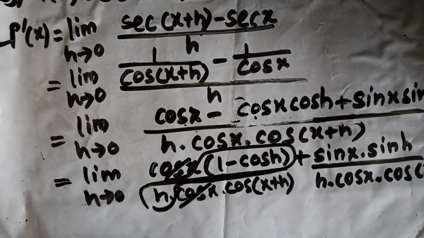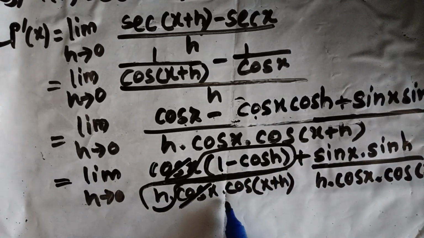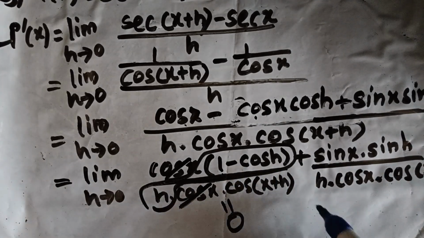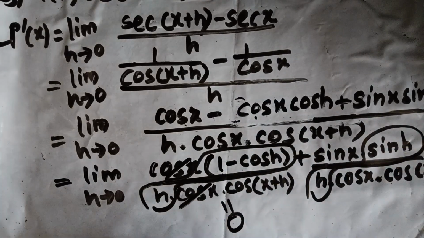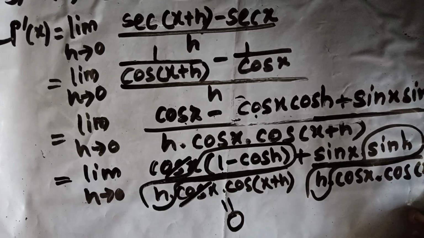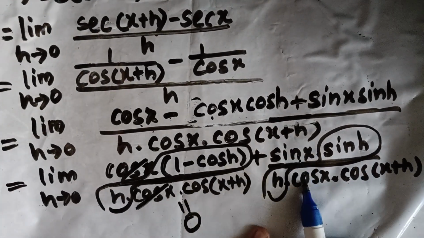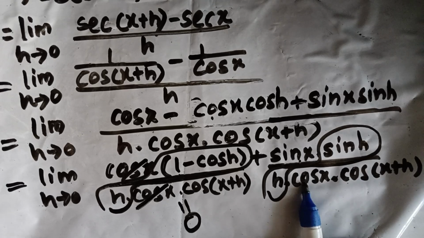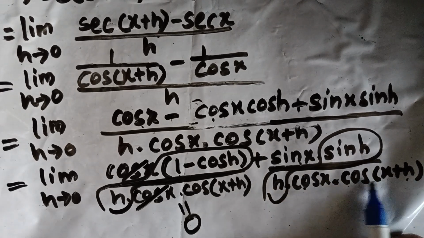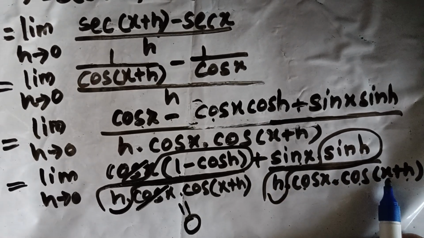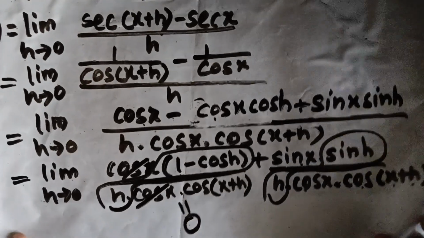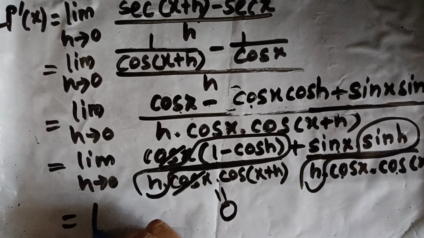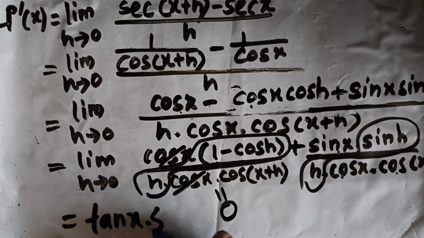1 minus cos of x upon x is 0, correct? So this whole term is 0. Then for this, sin of h upon h is 1. So we'll get here only sin of x upon cos of x, which is tan of x, and when h is 0, this becomes cos of x. That is tan of x into 1 upon cos of x, which is sec of x. So your derivative is tan of x into sec of x.